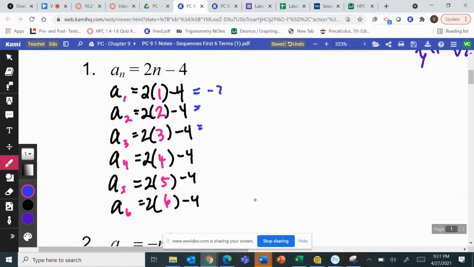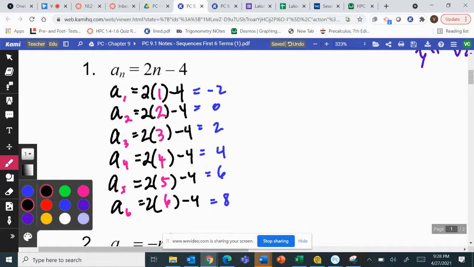2 minus 4, negative 2. 4 minus 4 is 0. 6 minus 4, 2. 8 minus 4, 4. 10 minus 4, 6. And 12 minus 4, 8. And you'll probably notice a pattern as I'm writing these down. We're just going up by 2s. It's a bunch of even numbers.